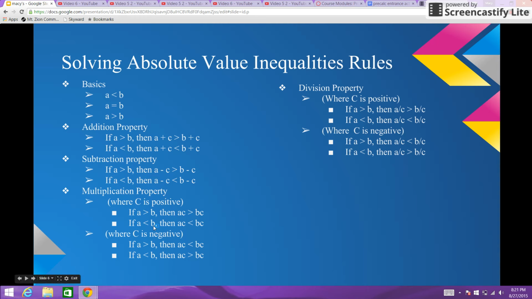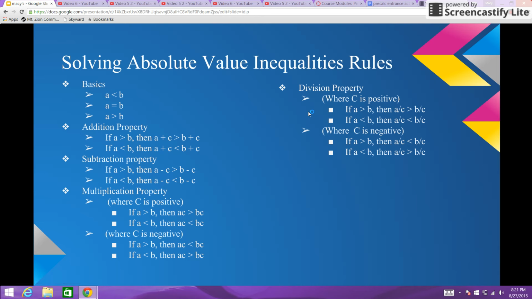But that switches around when C is negative, because when A is greater than B, but C is negative, the product of A and C is less than the product of B and C. So they're two opposite signs. And same for A being less than B, A and C's product is going to be greater than the product of B and C.